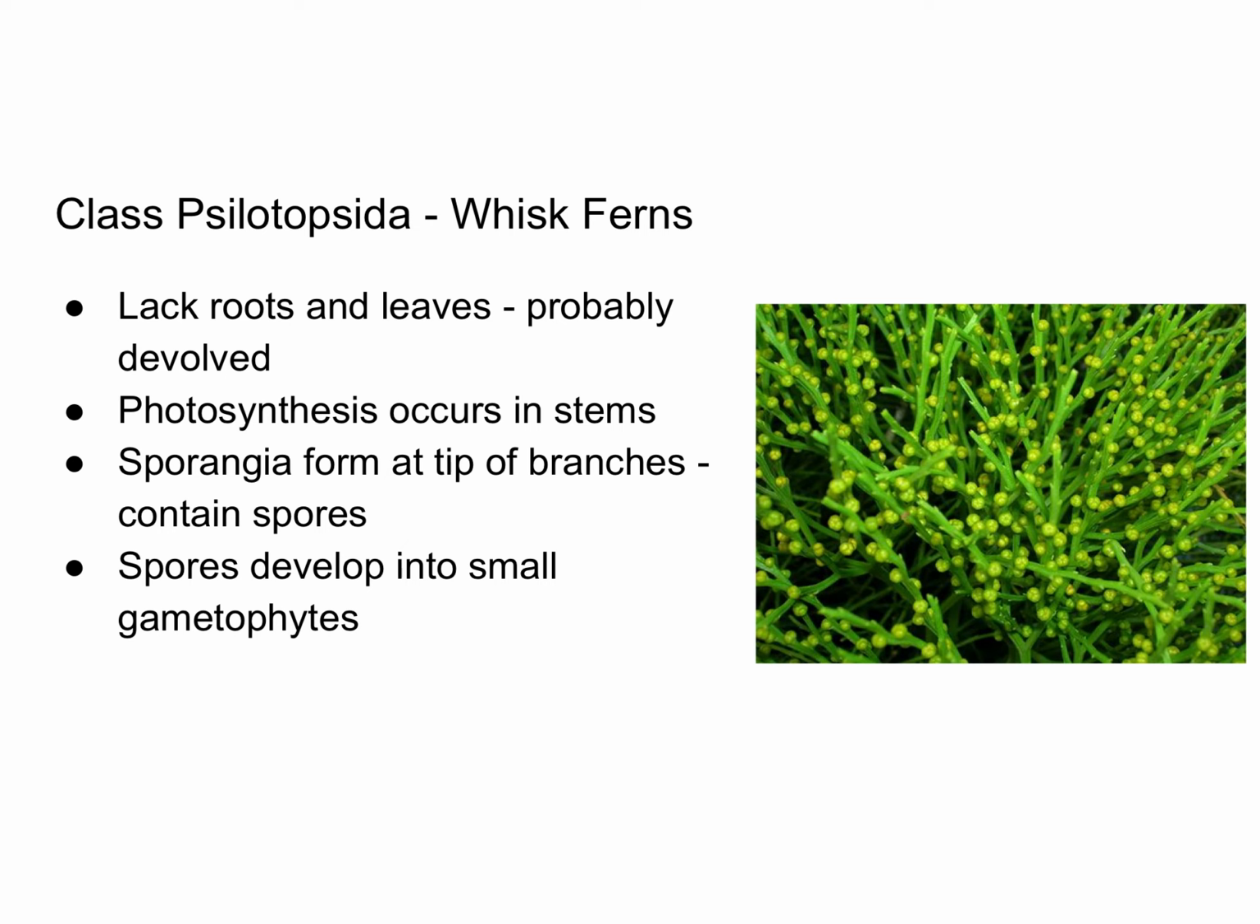The whisk ferns do not have roots or leaves, and it's believed that they at one point did have roots and leaves, and then kind of a de-evolution occurred that essentially took them away. Photosynthesis occurs in the stem, and you can see here that they have these sporangia kind of at the end of the stems here. And these sporangia contain the spores, and when the spores are released, they can germinate and then develop into small gametophytes.